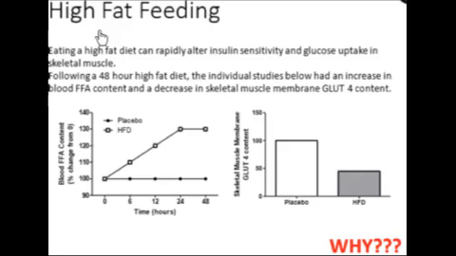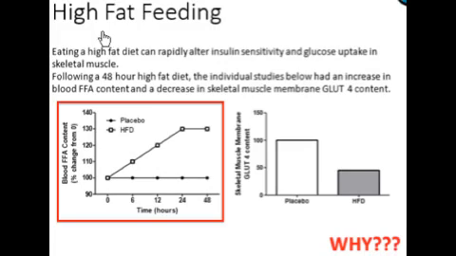In this problem-solving video, we will consider why consuming a high-fat diet for 48 hours results in increased blood-free fatty acid and decreased GLUT4 content on the skeletal muscle membrane. First, it is important to consider that consuming a high-fat diet will result in an increased blood-free fatty acid content. This makes sense since eating more fat will result in more stomach and intestinal fat absorption, leading to an increased inflow into the pool of free fatty acids in the blood.